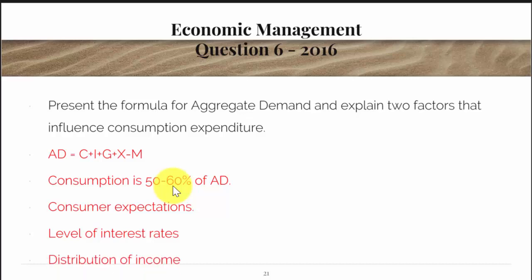The distribution of income is also important. So if the gap between the rich and poor is bigger or widening, that means a bigger proportion of people are unable to buy basic goods and services, and that can obviously have an impact upon consumption as well.